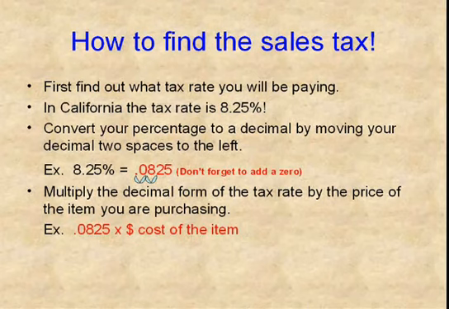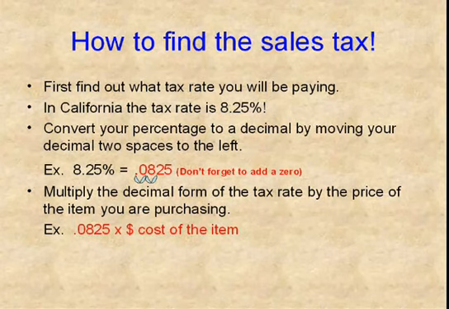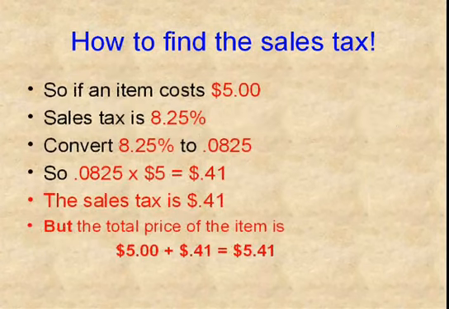Multiply the decimal form of the tax rate by the price of the item you're purchasing. So you'll take that 0.0825 and multiply it by whatever the cost was. If you bought a $10 CD, you'd multiply it by 0.0825, and that's the tax. You'd have to add the tax on, but that would give you how much tax you pay.